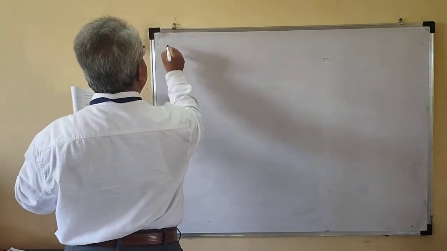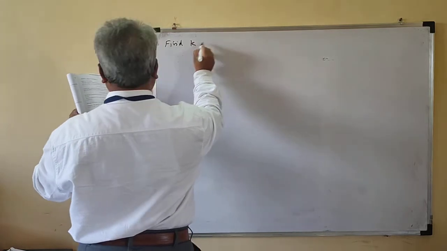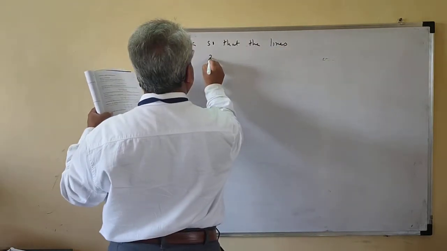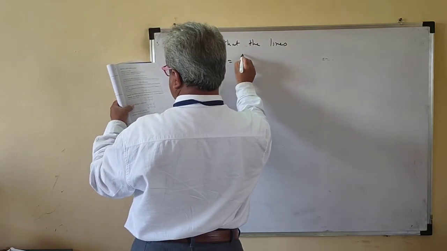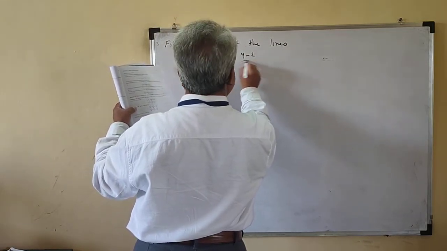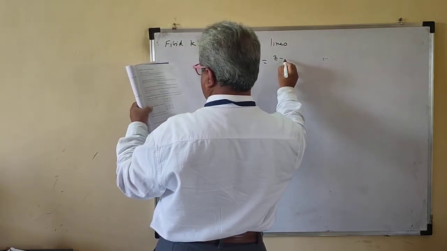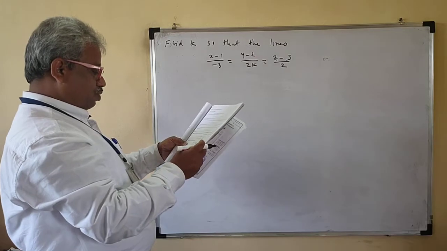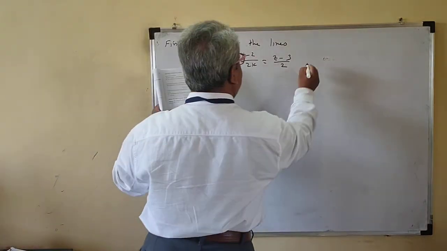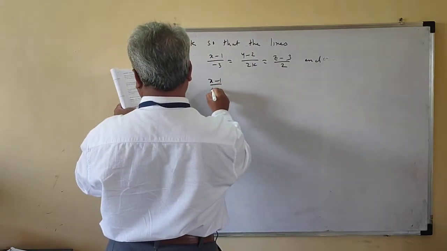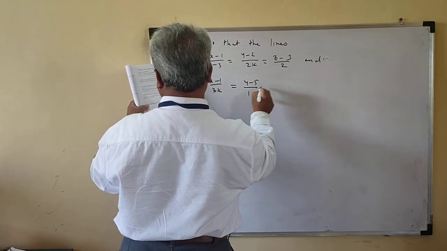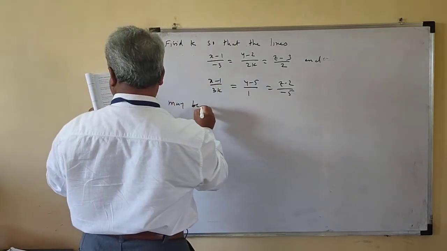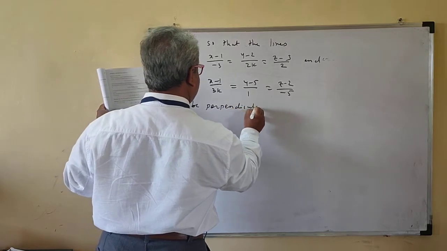Find k so that the lines (x - 1)/(-3) = (y - 2)/(2k) = (z - 3)/2 and (x - 1)/(3k) = (y - 5)/1 = (z - 2)/(-5) may be perpendicular to each other.